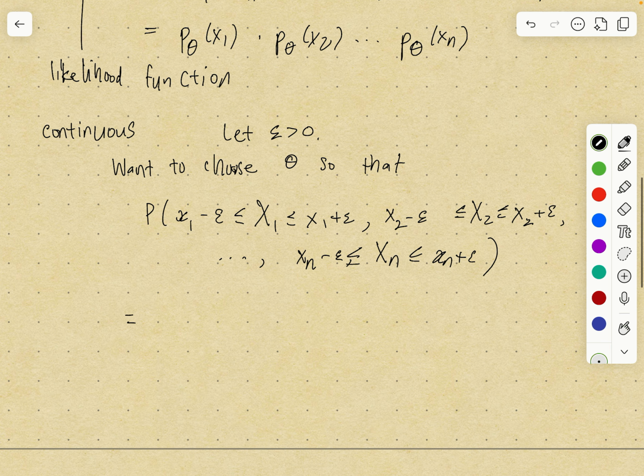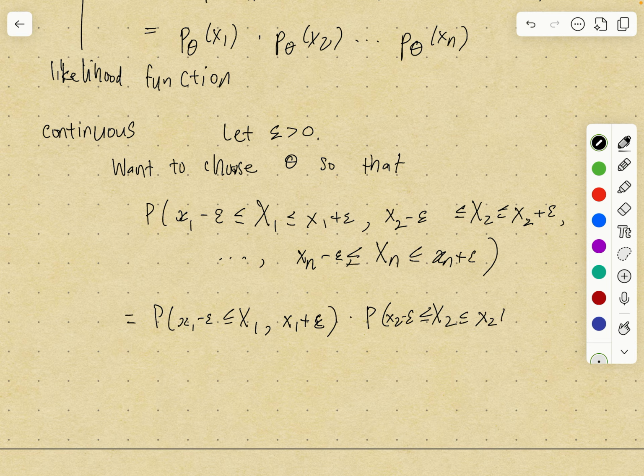Well, by the independence, this is just going to be the probability that capital X1 is between little x1 minus epsilon and little x1 plus epsilon times the probability that capital X2 is between little x2 minus epsilon and little x2 plus epsilon, all the way to the probability that the capital Xn is between little xn minus epsilon and little xn plus epsilon.